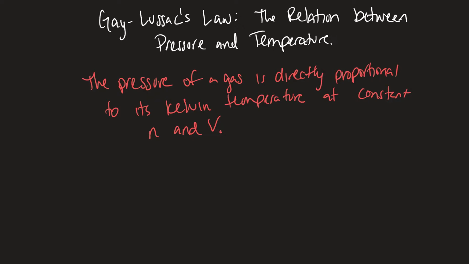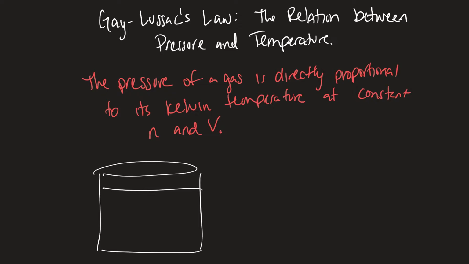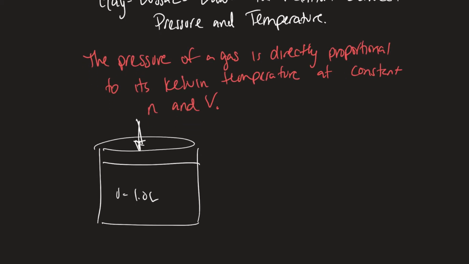All right, so for example, if we have a container, within this container the volume is 1.0 liters. Then we have pressure. The pressure here is 1.0 atm, and the temperature is 200 Kelvin.